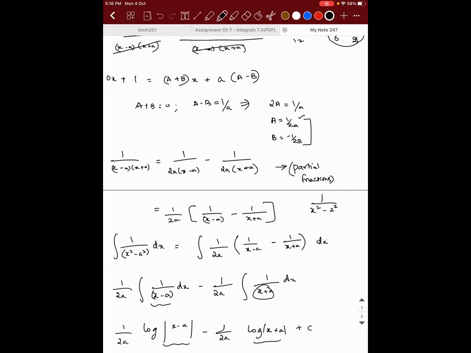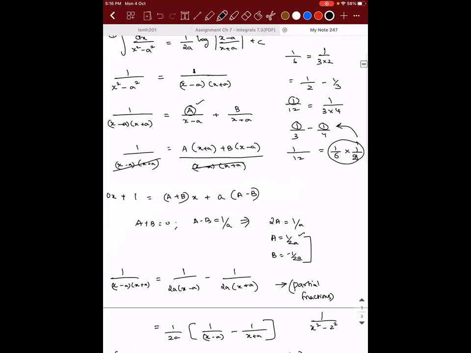Sir, I have a doubt. Please go. Sir, the 1 by 2 log x plus a plus c is called partial differentiation. I mean partial fraction, sir. The partial fractions, yes. See, splitting a fraction and writing it as sum or difference of two other fractions is called partial fraction. Okay, sir.